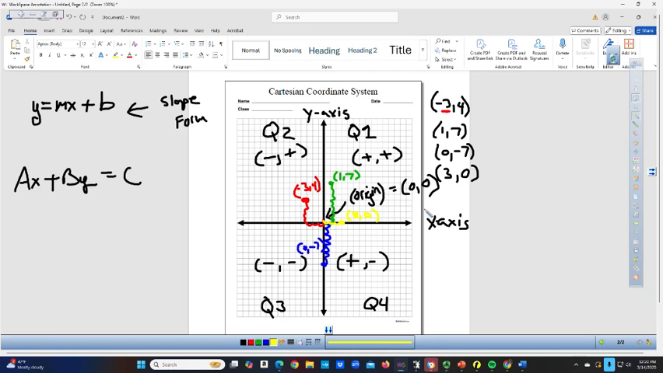All right, so that's just the basics of a Cartesian coordinate system. Hopefully now, as we start to move into this section, you're understanding what's going on when it comes to plotting your ordered pairs.